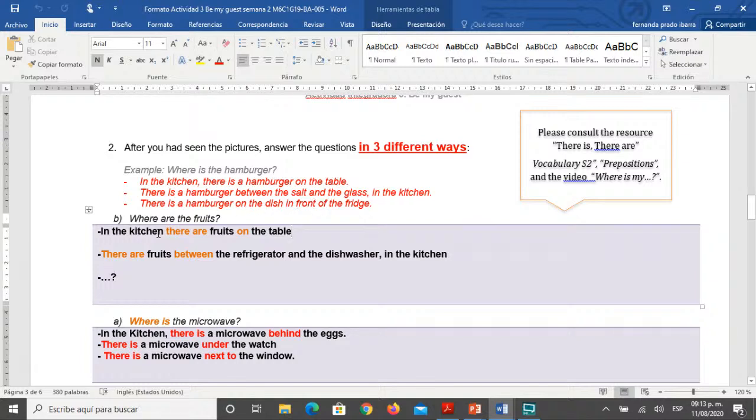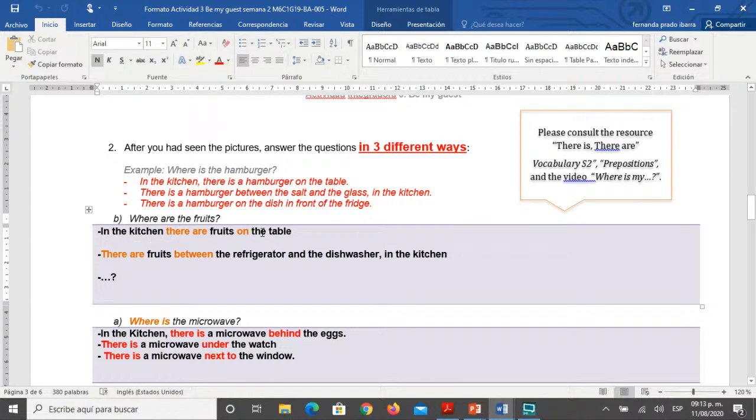So the first question asks me, where are the fruits? Notice that "are" indicates that it is plural, and the S in fruits, there are many fruits. So I have to answer in this grammatical way first. In the kitchen, there are fruits on the table.